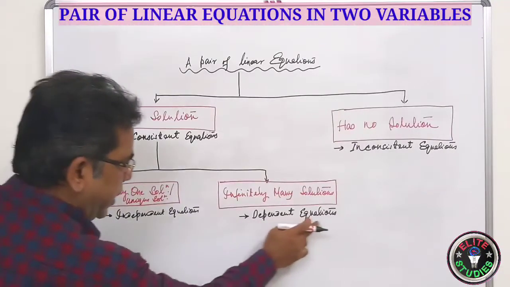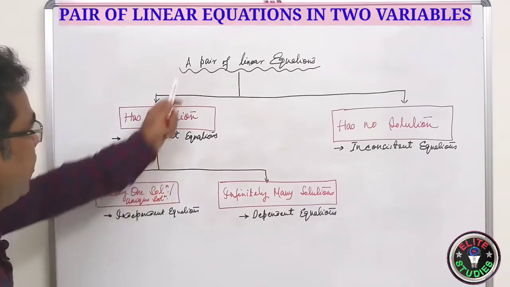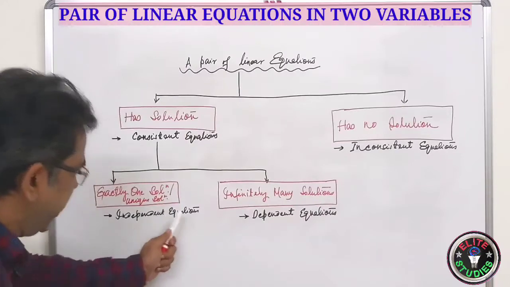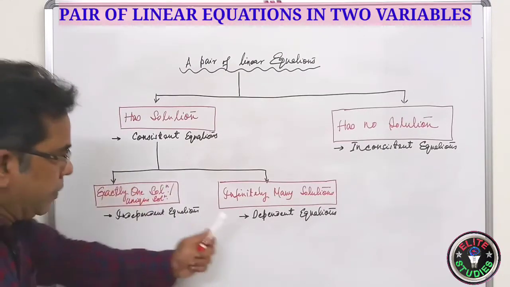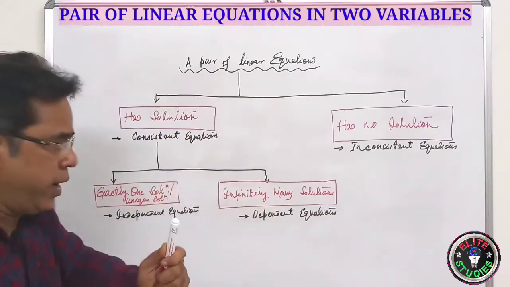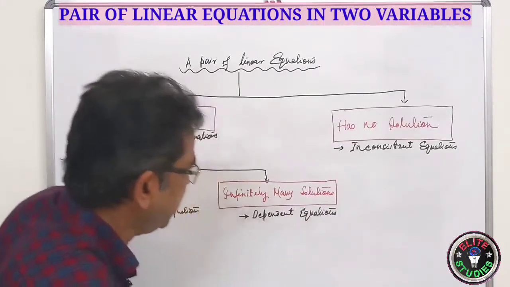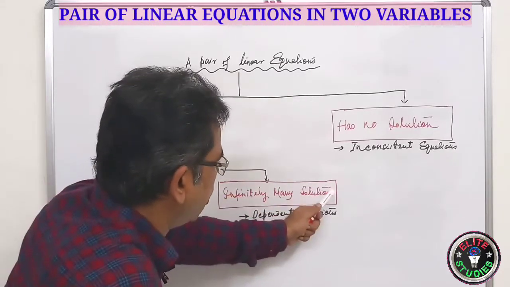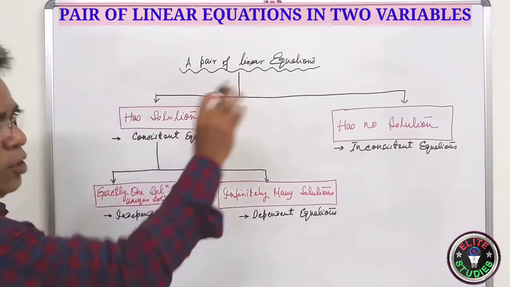Independent equation and dependent equation. So we can say, what is an independent pair of linear equations? A pair of linear equations will be called independent equations if it has exactly one solution. Similarly, how can a pair of dependent equations be defined? A pair of dependent equations is that pair which has infinitely many solutions. So this is the stratification of a pair of linear equations.